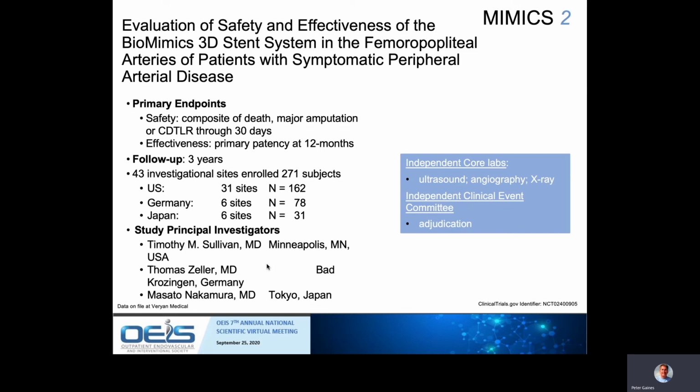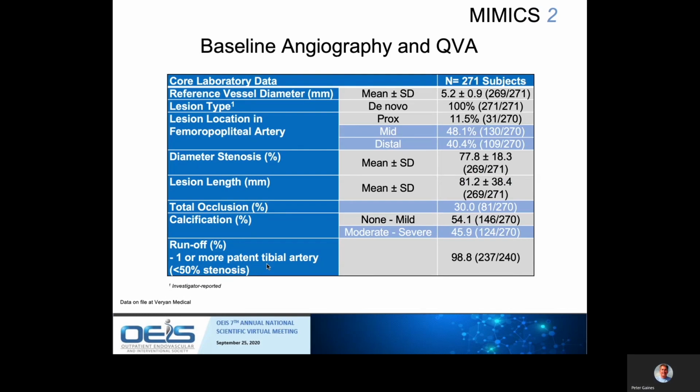There were 43 investigational sites enrolling 271 subjects, the majority of these being in the United States. Principal investigators were Tim Sullivan in the US, Thomas Zeller in Germany, and Masato Nakamura in Japan. At baseline, all patients had de novo lesions. The vast majority occurred in the mid and distal SFA, and the lesion length was a mean of 81.2 millimeters, longer than in the original randomized trial.